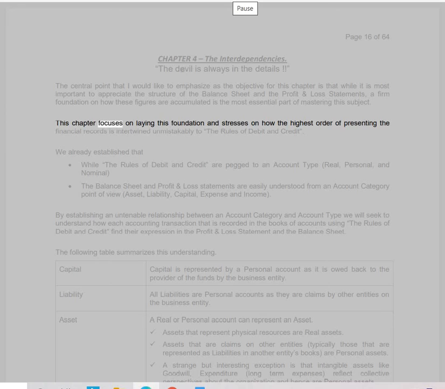This chapter focuses on laying this foundation and stresses how the highest order of presenting the financial records is intertwined unmistakably to the rules of debit and credit. We already established that while the rules of debit and credit are pegged to an account type, real, personal, and nominal, the balance sheet and profit and loss statements are easily understood from an account category point of view: asset, liability, capital, expense and income.